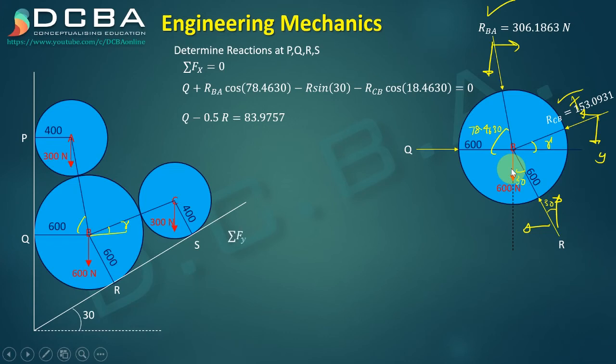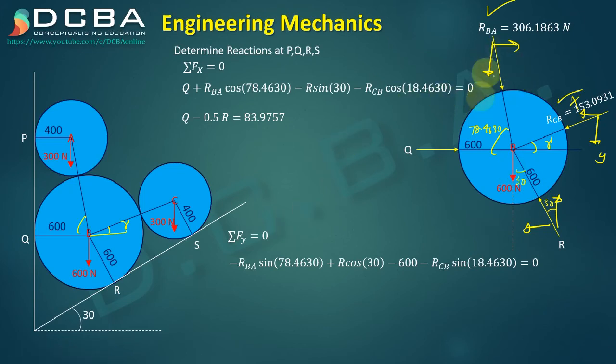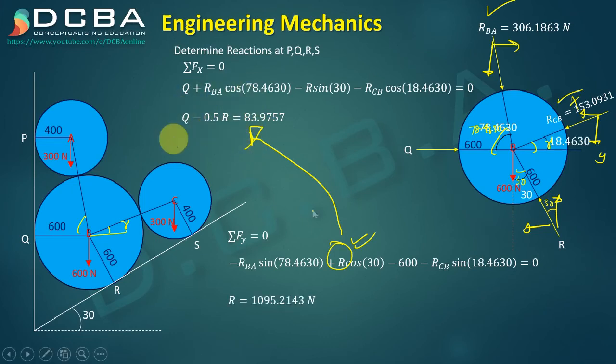When we apply summation Fy equals 0, minus R_BA sine of this angle plus R cos 30 minus 600 minus R_CB sine gamma. So from this equation I can find R. After finding R, I just have to substitute it in this equation to get Q. So you will get R and then you will also get Q from this equation.